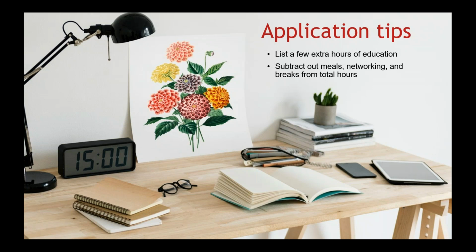I do recommend listing a few hours of education just in case anything is rejected. You'll have those extra hours as sort of a cushion. So if you list 85 hours of education and I have to reject 5 hours from something that you listed, you'll still have the 80 hours that you need.